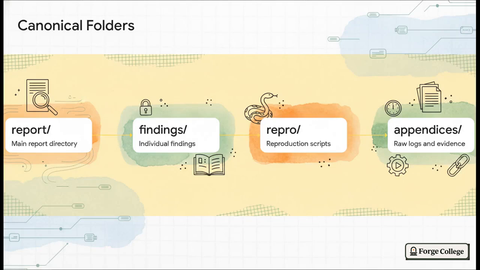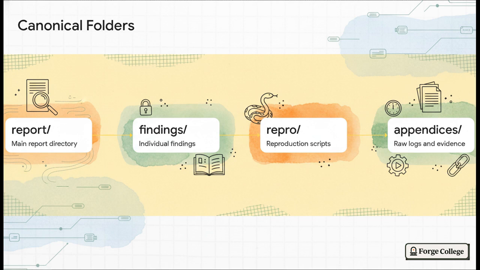Listen, a completely messy desk is an auditor's absolute worst enemy. To fix this, you need a canonical folder hierarchy. Think of it like a perfectly organized toolbox. You've got your main report directory, your individual findings, your appendices for raw logs, and right there in the middle, you have repro. That's where your reproduction scripts live.